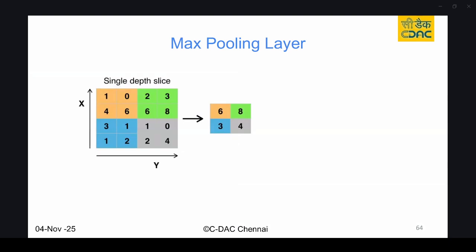I said a convolutional neural network has a convolution layer, max pooling layer, and normalization layer. The second layer is the max pooling layer. What the max pooling operation does is, out of every 2x2 block of the input matrix, I select the largest value. So here I have 1, 0, 4, 6. Out of that, 6 is the largest value.